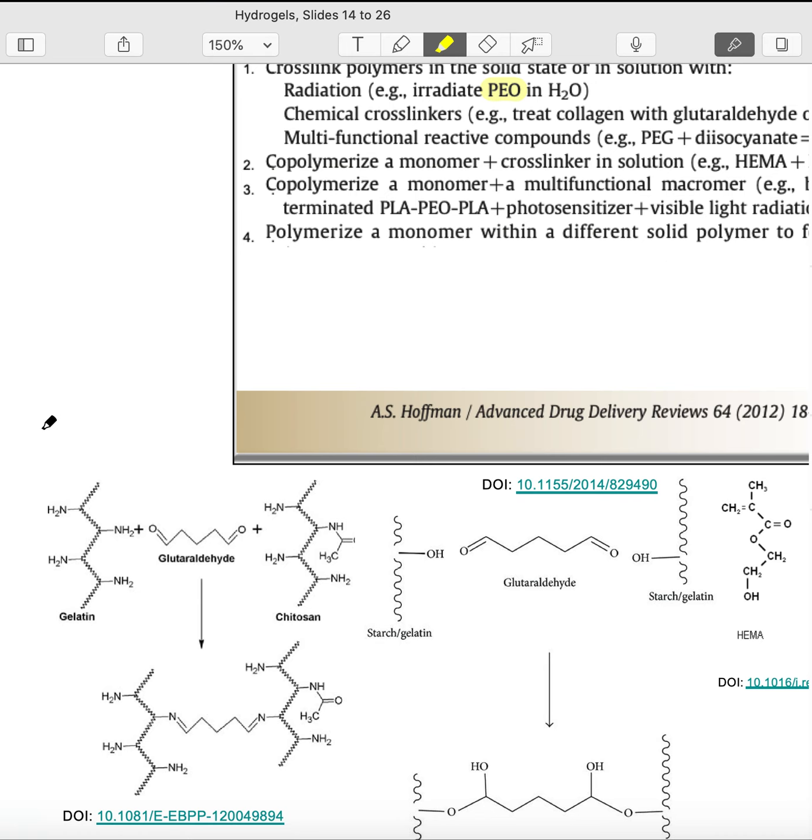So here we have glutaraldehyde. In this particular case, this is gelatin instead of collagen, but the reaction would be the same, where from the protein, in this case a peptide, we're utilizing the primary amine groups that are going to be cross-linked with glutaraldehyde, forming this kind of bridge in between the two chains.